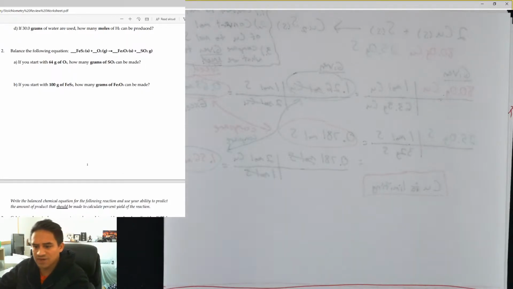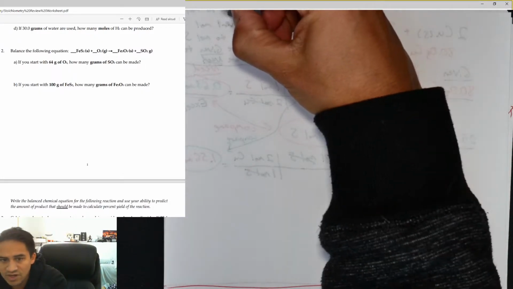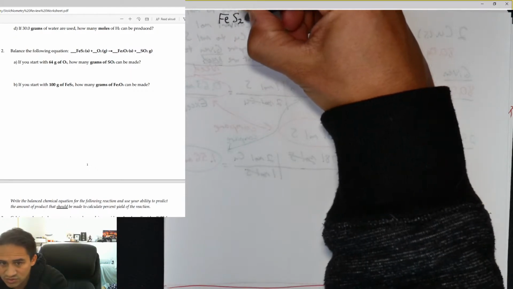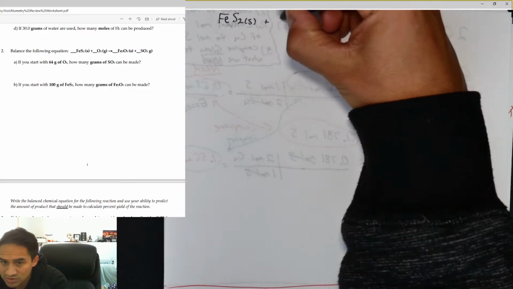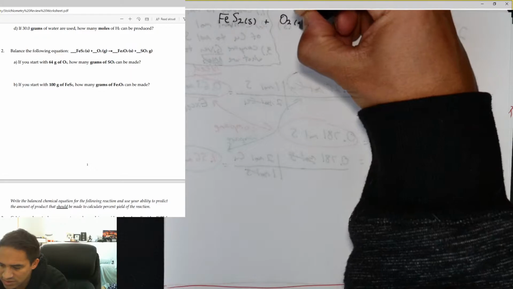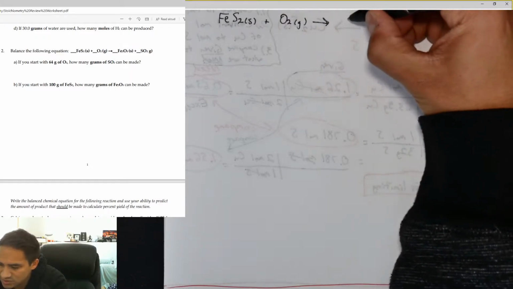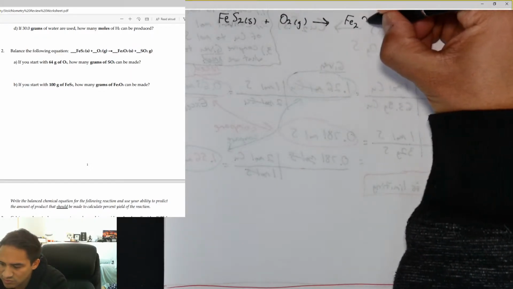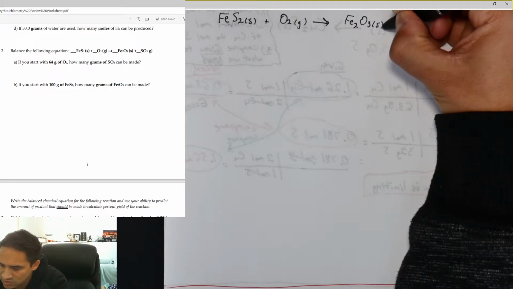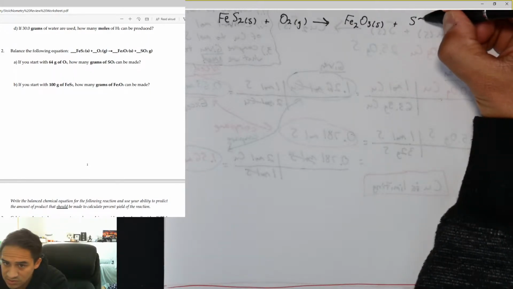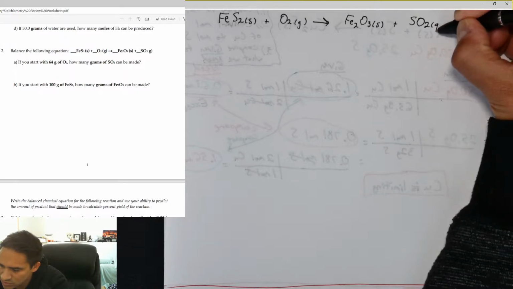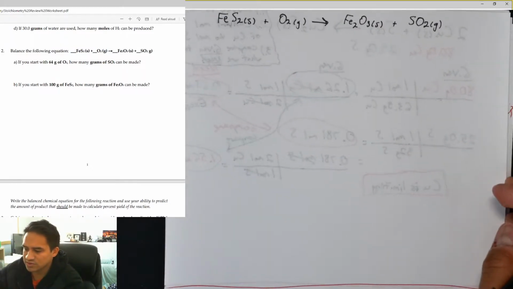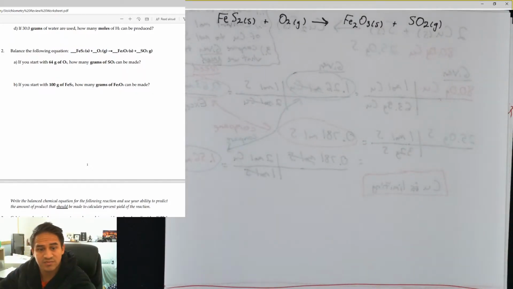So it says balance the following equation. All right, so we have FeS2 solid plus O2 gas makes Fe2O3 solid plus SO2 gas. Okay, so here is our equation, and it says balance this.